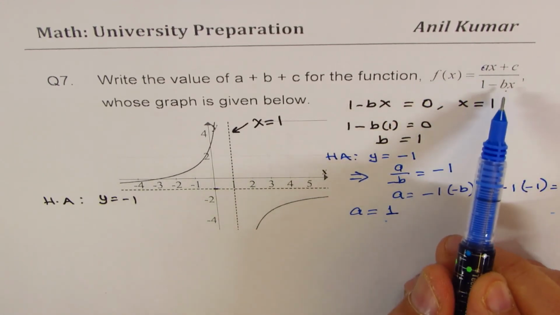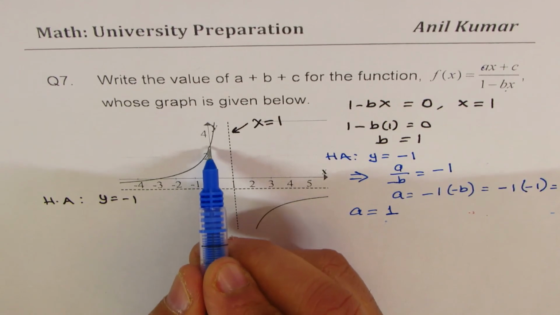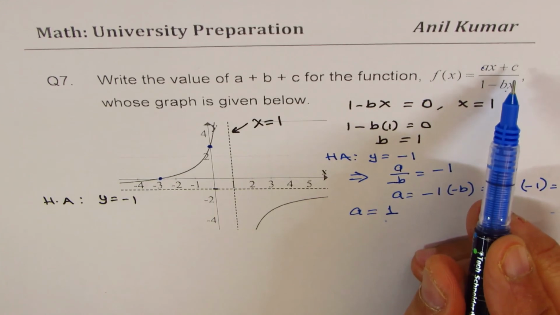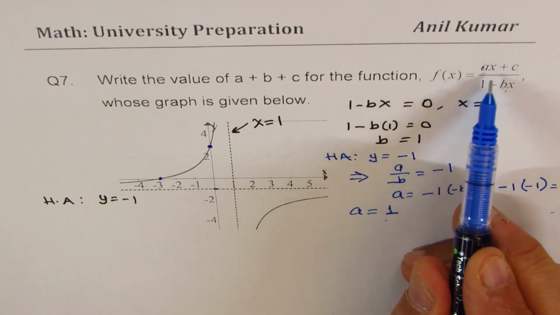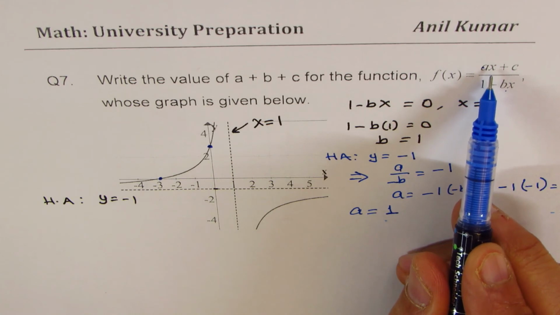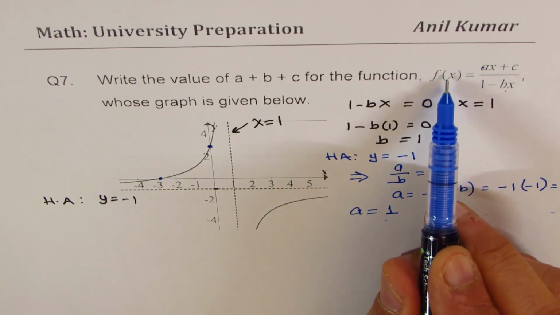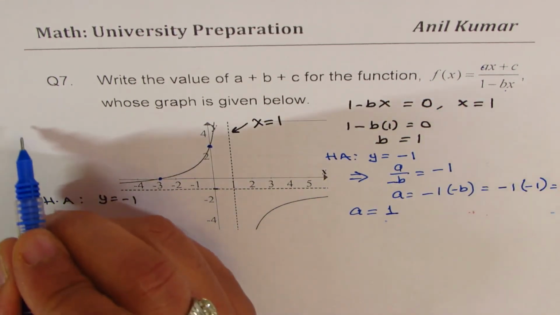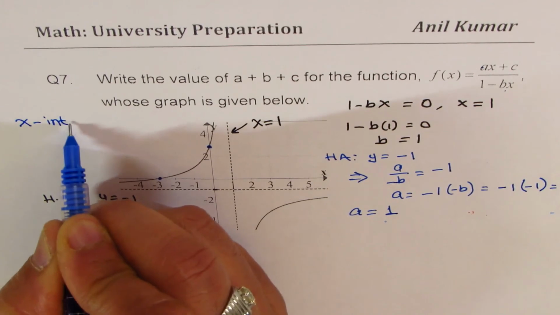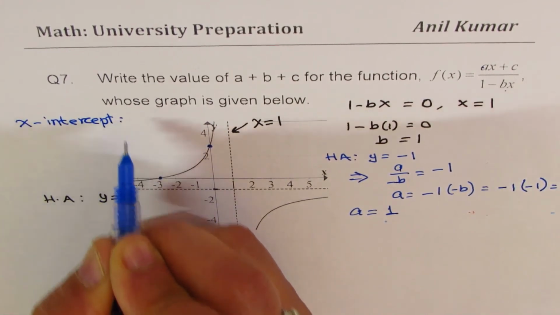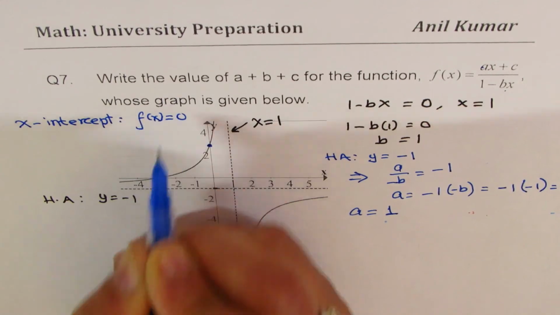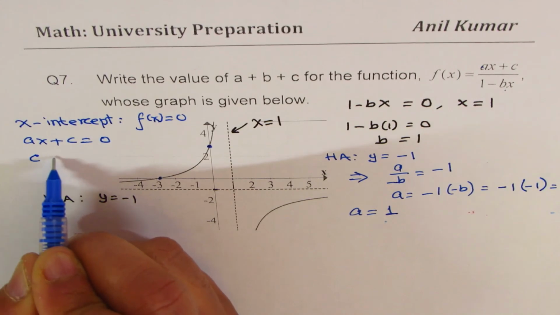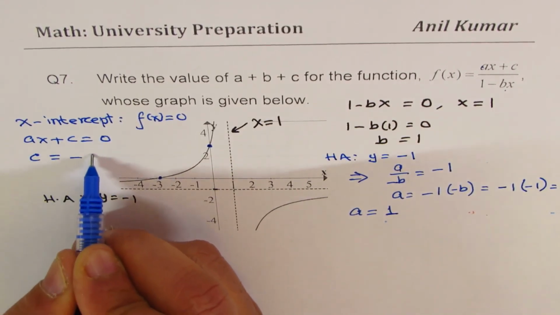So we have already found a and b. To find c, we need to look at the intercept. We could look at x and y intercepts to find the value of c. Now the numerator is 0. That means we are trying to find for what value of x f of x is 0, right? So we can look for the x-intercept. The x-intercept means when f of x equals 0. That means ax plus c equals 0, or c is equal to minus ax.